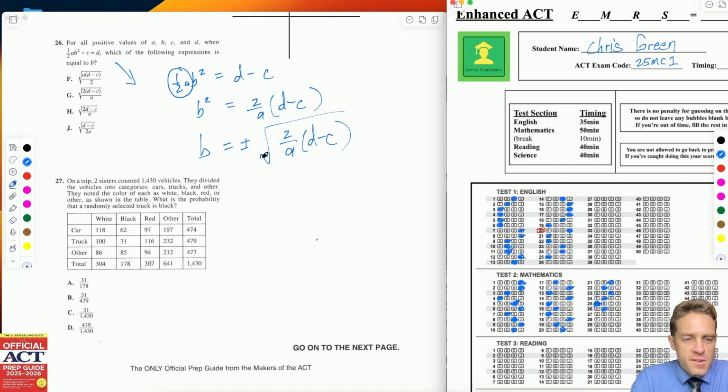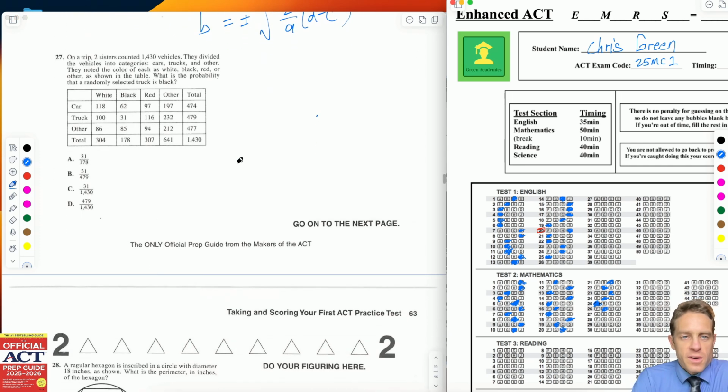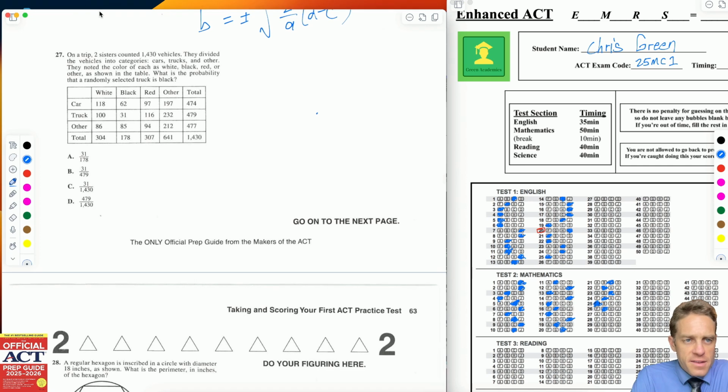On a trip, two sisters counted 1,430 vehicles. They divided the vehicles into categories: cars, trucks, and other. They noted the color of each as white, black, red, or other, as shown in the table. What is the probability that a randomly selected truck is black?